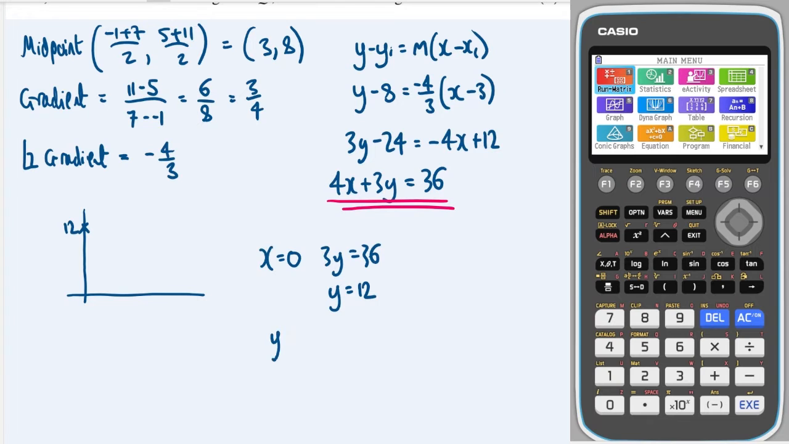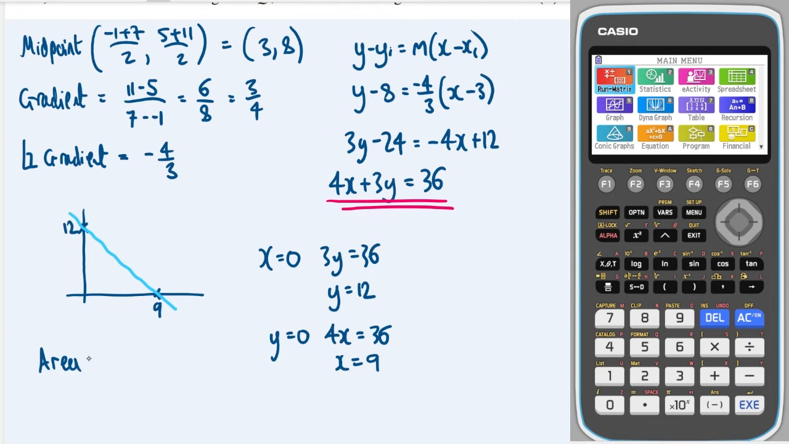And next, we can work out where it crosses the x-axis by setting y equal to 0, and then subbing that into the equation would give me 4x equals 36. So x is equal to 9. So we've got 9 over here. And then if I were to draw the line, it would look like this. So the triangle area would be a half times base times height, which is the same as 54.